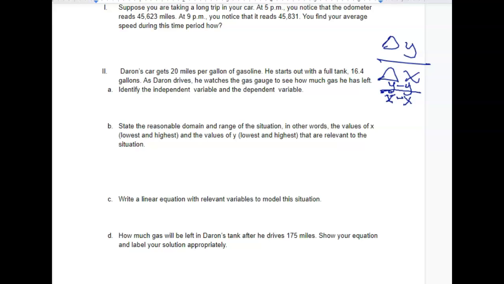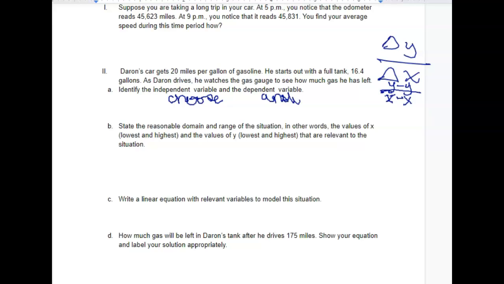a reminder. When you're talking about terminology as far as independent and dependent, independent is what you get to choose or control. And the dependent then is your answer based on those choices or those controls.